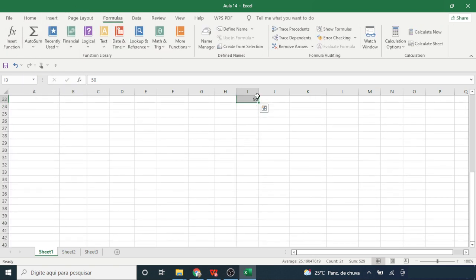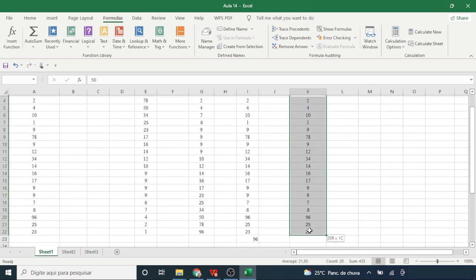Equals minimum A3:A22, lowest value of two cells, A3 or A22.